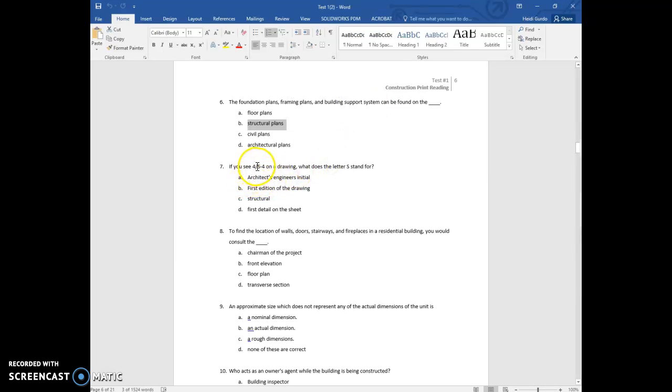If you see S4 on a drawing, what does the letter S stand for? So the first day of class we did an exercise and we talked about S is for structural, A is for architectural, M is for mechanical.